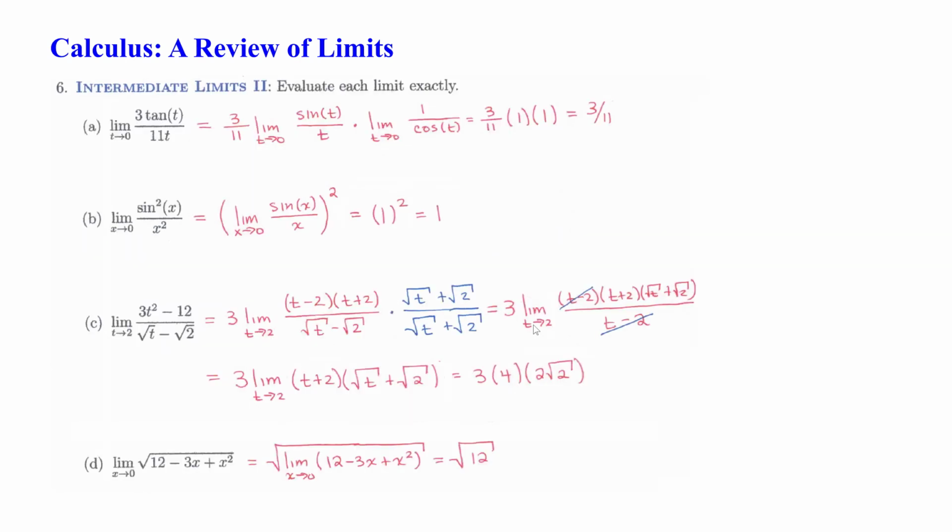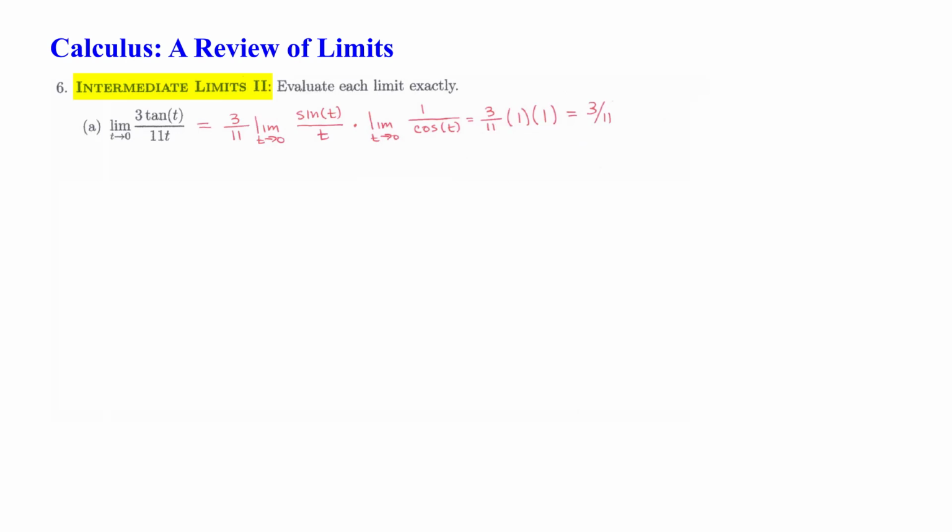All right, let's look at another problem. So now we have tangent 3t times tangent t over 11t. The first thing that you'll probably think about is moving those constants out of there. 3 and 11, they don't go anywhere.